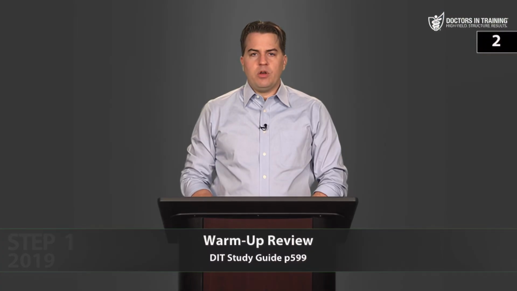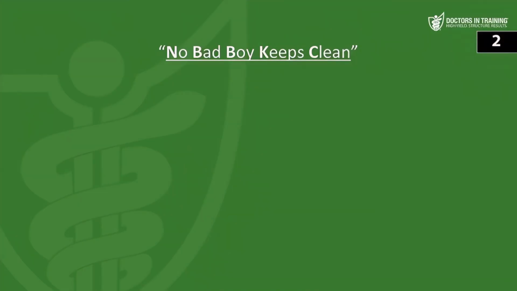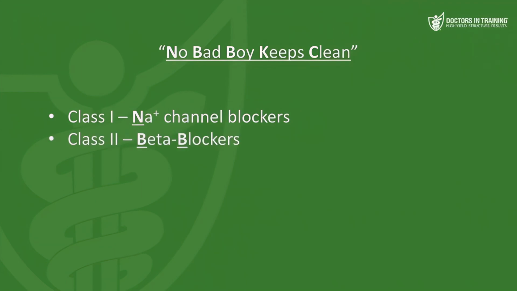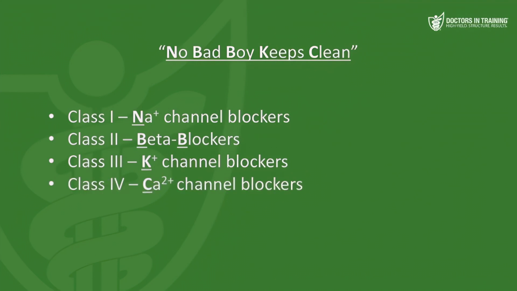Next question, what are the different classes of antiarrhythmics? The mnemonic you want to remember here is no bad boy keeps clean. Class 1 antiarrhythmics are the sodium channel blockers. Class 2 antiarrhythmics are the beta blockers. Class 3 antiarrhythmics are the potassium channel blockers, and Class 4 antiarrhythmics are the calcium channel blockers. That's it for this question warm-up. Let's move on to the lecture.